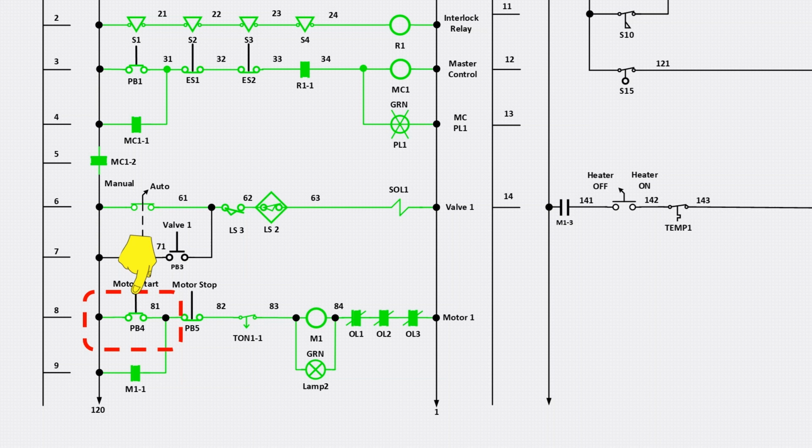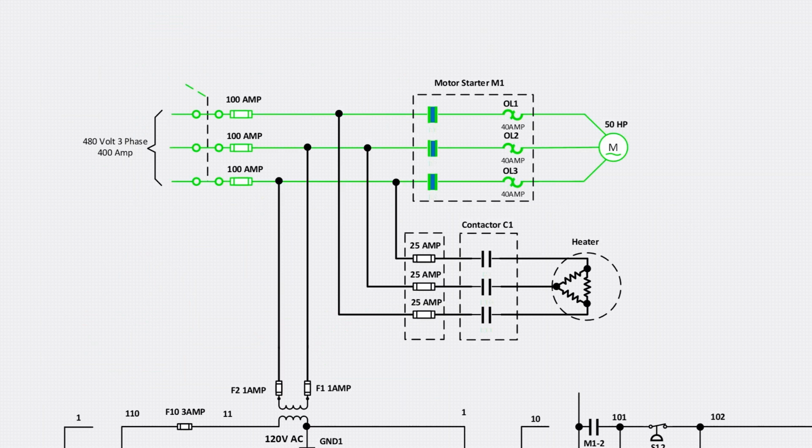We'll explain that next. But before we get to that, let's take a look at the 480-volt side of the motor starter. These are the starter contacts and overload protection on the 480-volt side. Once the starter coil is energized from the control circuit, the main contacts close, and the motor starts running. Also note, the symbol for a motor is a circle with the letter M inside.